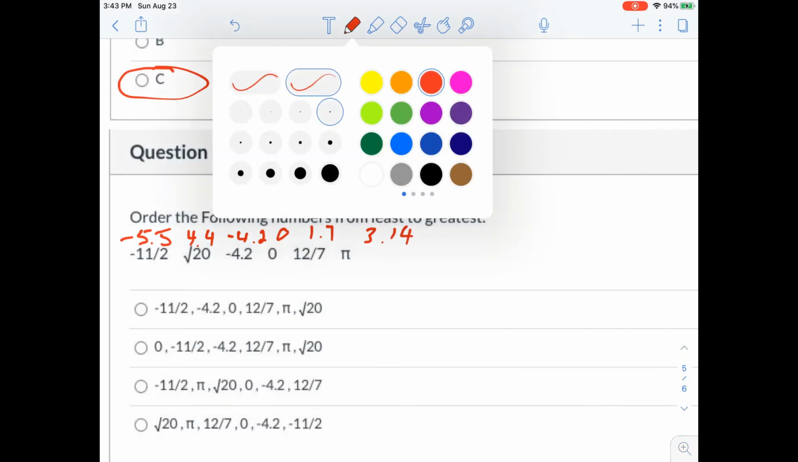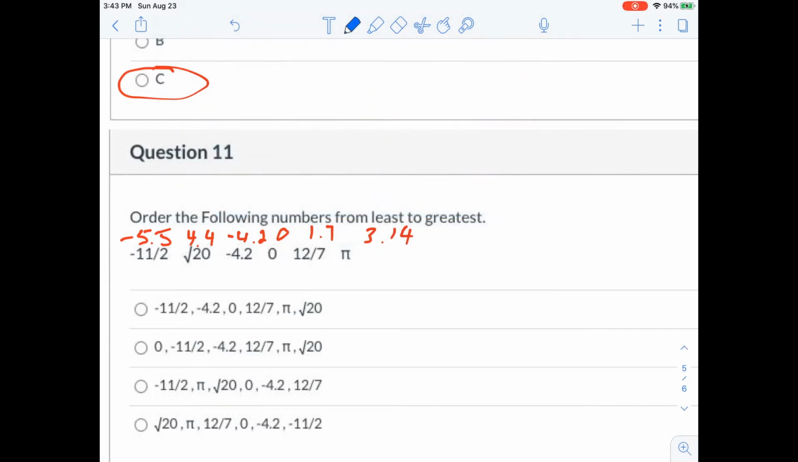So the first thing I'm going to do now is go through and find the smallest number. I'm going to look at negatives first because they're always smaller than positive numbers. And weirdly enough, the bigger the number is when it's negative, the smaller it is. So 5.5 is the smallest. The only other negative is negative 4.2, so that's going to be the second smallest.